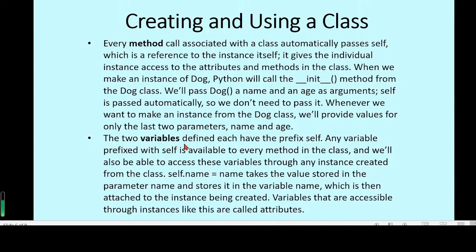And the 2 variables defined each have the prefix self. Any variable prefixed with self is available to every method in the class, and we will be able to access these variables through any instance created from the class. So self.name = name takes the value stored in the parameter name and stores it in the variable name, which is then attached to the instance being created. The variables that are accessible through an instance like this are called attributes.